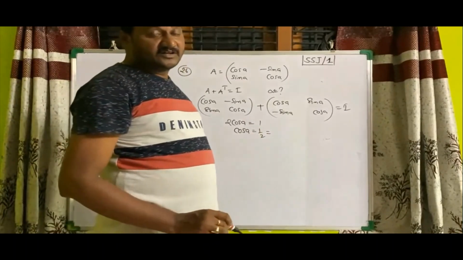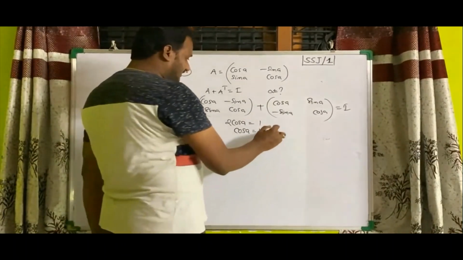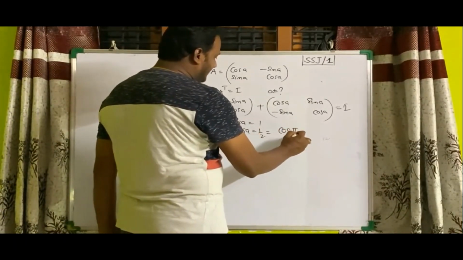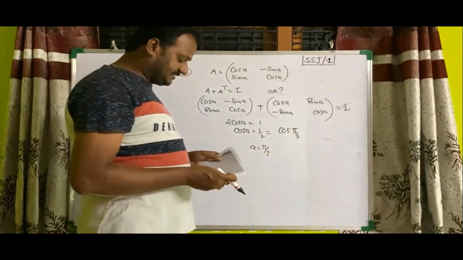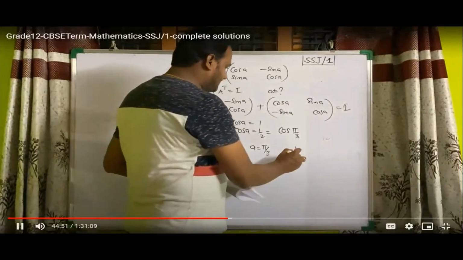Cos how much is equal to 1 by 2? Cos 60 is equal to 1 by 2. So that is cos pi by 3. Therefore the value of A is equal to pi by 3. Is it there in the options? Yes. Option B.